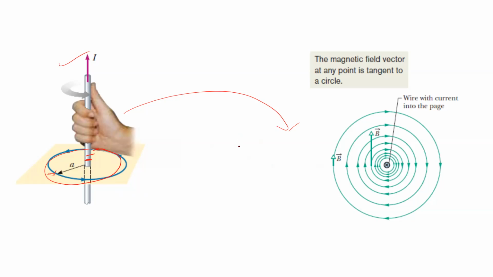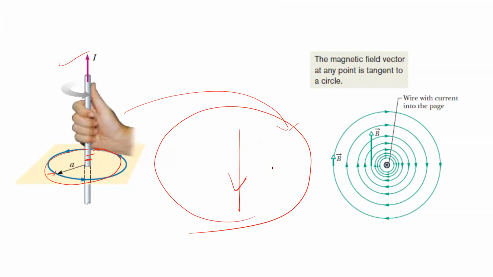But if the current is in the opposite direction, the magnetic field created in the surroundings due to this current carrying element will be moving circularly. Here you see the direction of the arrow mark is like this, that means circularly moving.